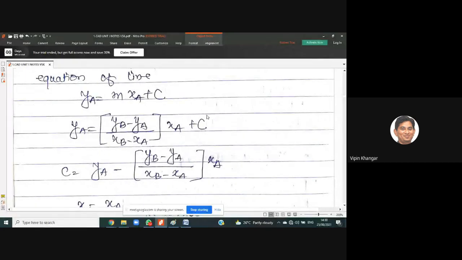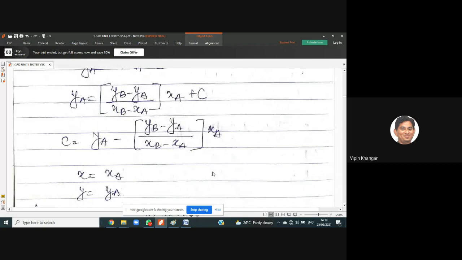So here we'll just get the value for the intercept. That is, the y-intercept is represented by c. So c is equal to ya minus this bracket term into xa. So here we got the y-intercept, that is c.